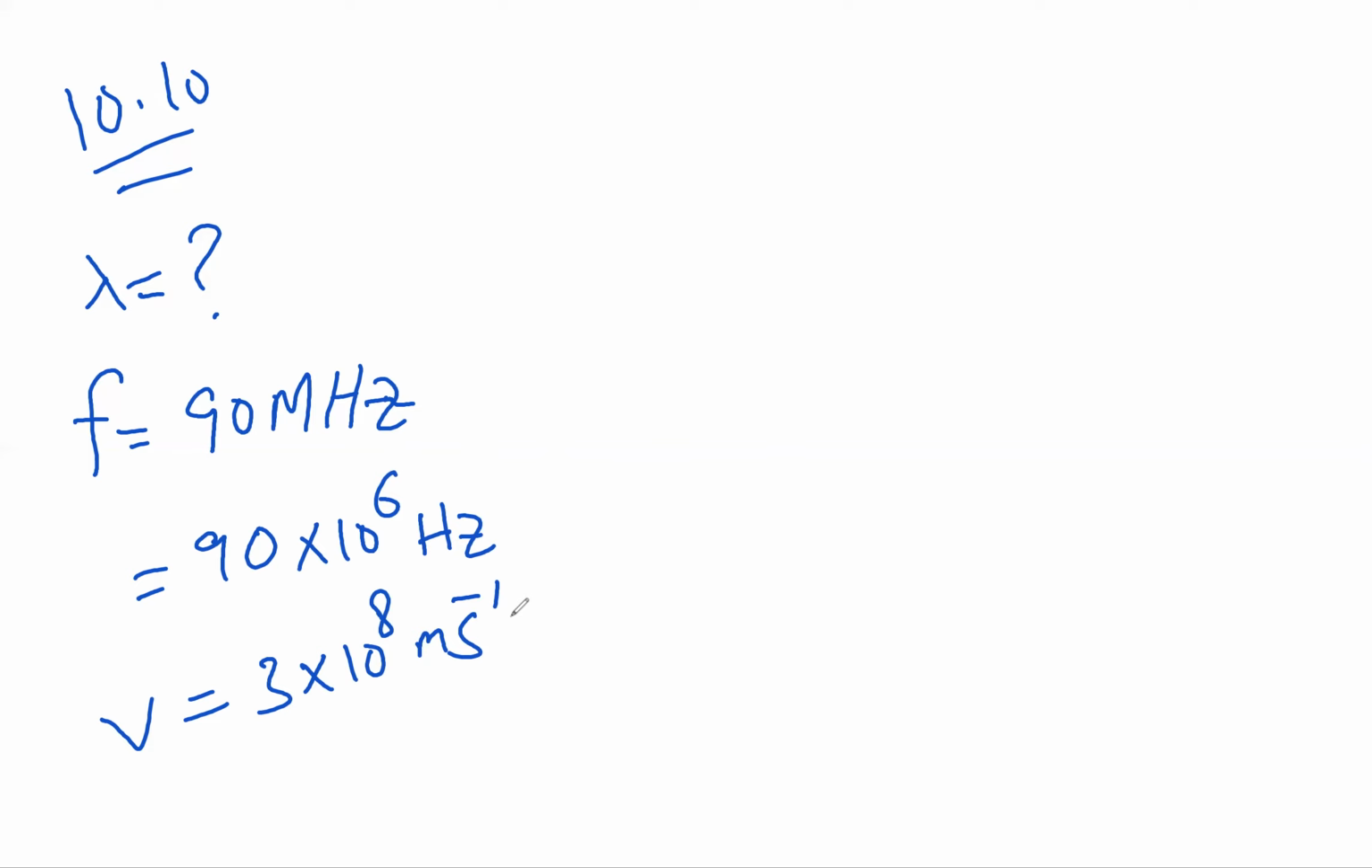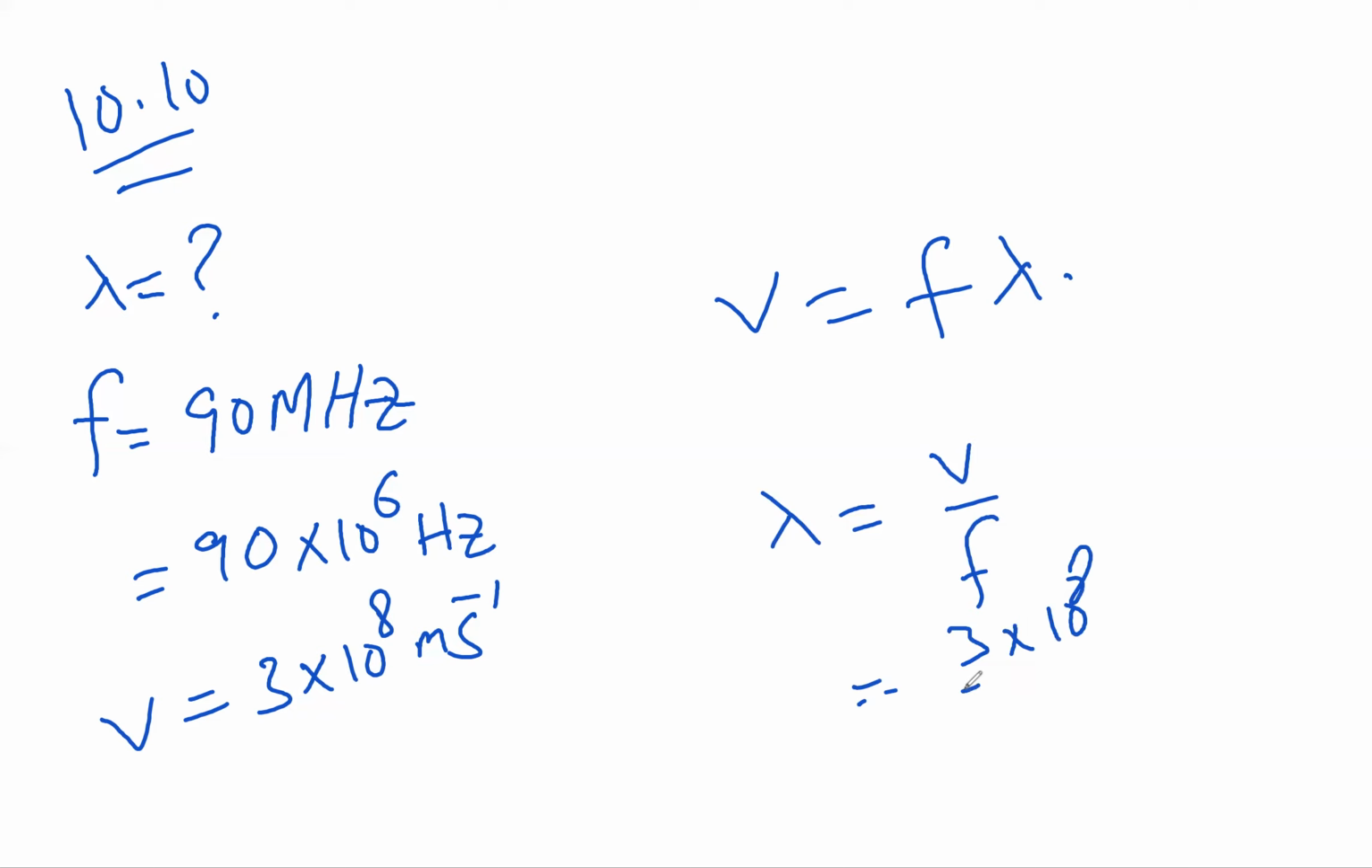What is the wavelength? So V is equal to F lambda. Lambda is equal to V divided by F. V is 3 cross 10 raised to power 8 meter per second and frequency is 90 cross 10 raised to power 6. You will get the wavelength.